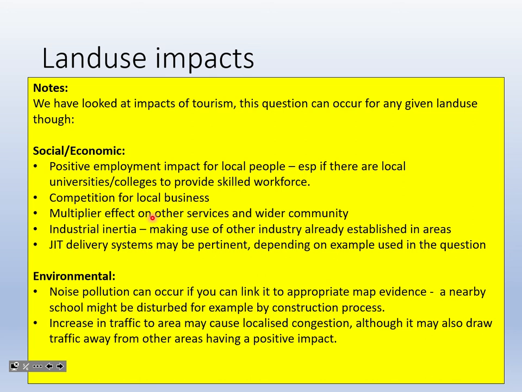Increased traffic to an area may cause localized congestion. Whatever you're building is likely to have people visiting it, so local road networks may experience increased congestion. Try and link the negative impact of that to something that you can find on the map. Again, a local school is not going to benefit from having increased car transport running past it to your business, arena, whatever it is that you're being asked to design.